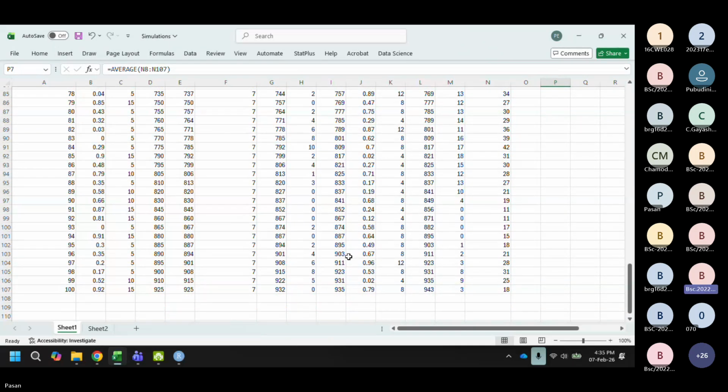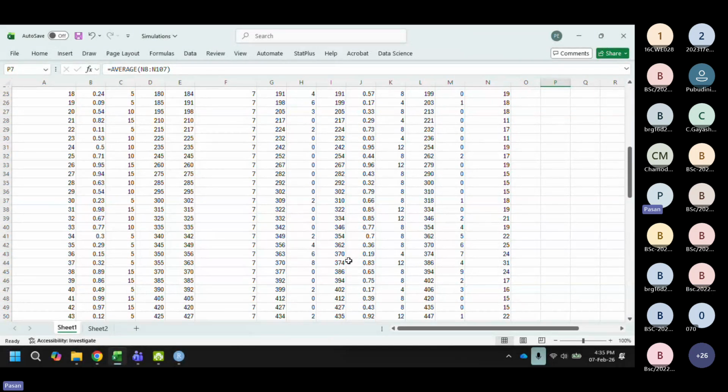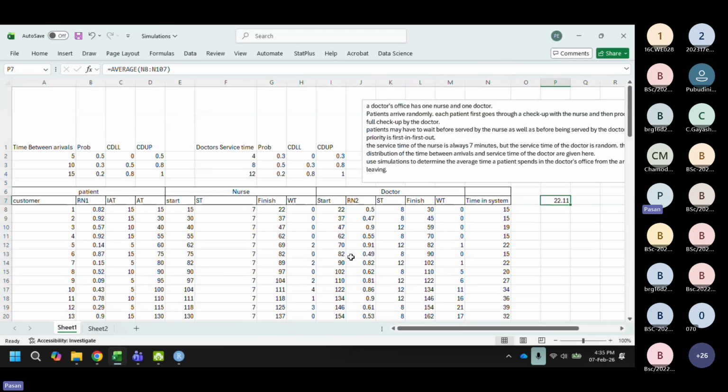So you can see that as we are doing a larger number of simulations, it's getting a bit more varying, right? These times are getting much more varying. So you can see it's better to do a larger number of simulations, so then you can see how it is varying.